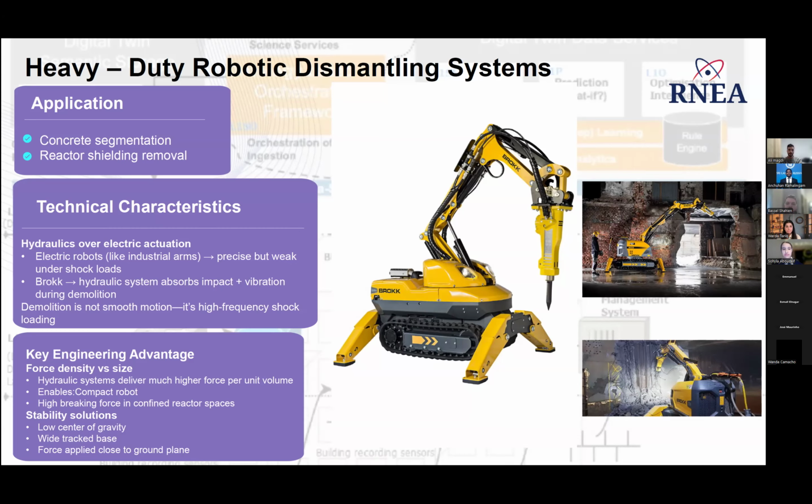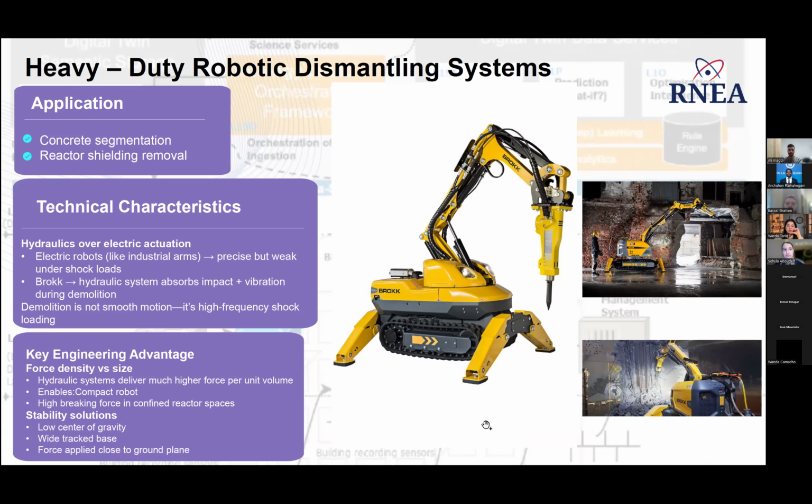A hydraulic system like those on a Brokk robot is built to absorb that kind of stress. The key advantage is force density. Hydraulics deliver much higher breaking force per unit volume, which means you can fit a powerful, compact robot in tight, complex spaces typical for reactor buildings. And stability is also engineered in. These robots have a lower center of gravity, wide track base, force application close to the ground, and crucially, all of this is validated first in the digital twin before any physical deployment.